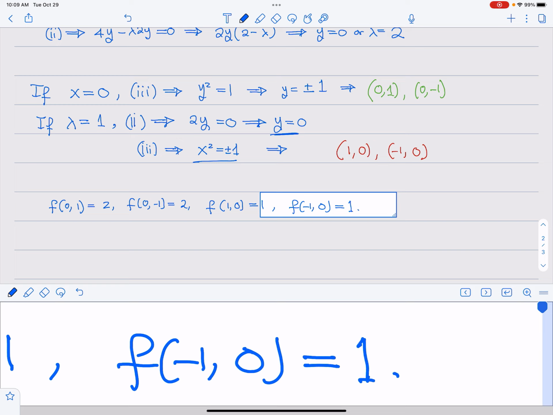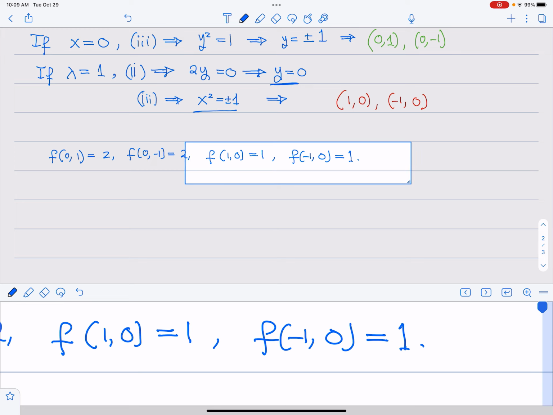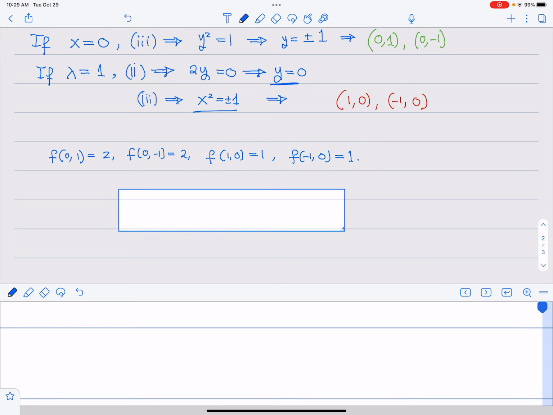Now, our maximum value is 2, and we get it at 0, 1, and 0, negative 1, and our minimum value is 1. We get it at 1, 0, and negative 1, 0.